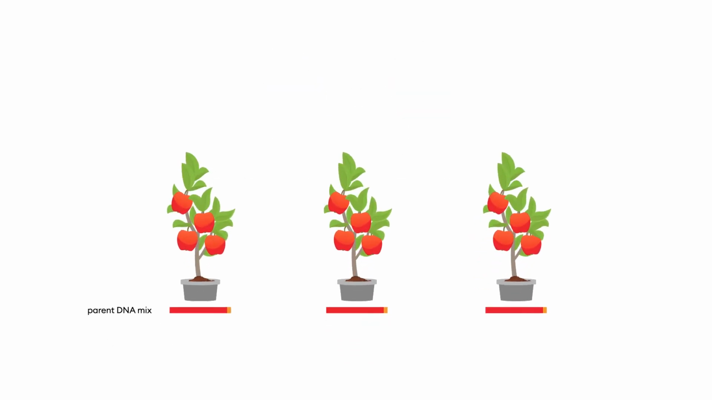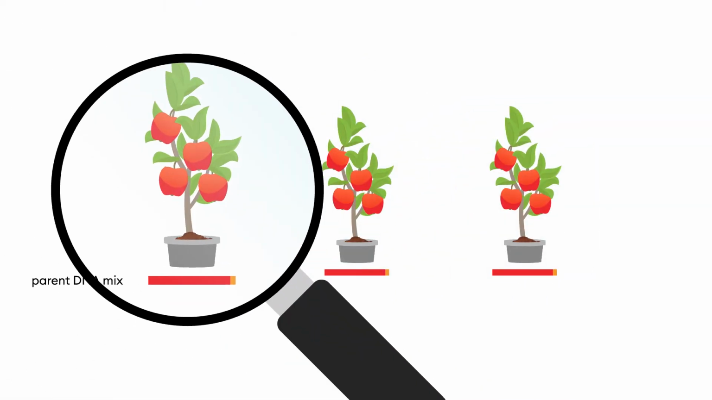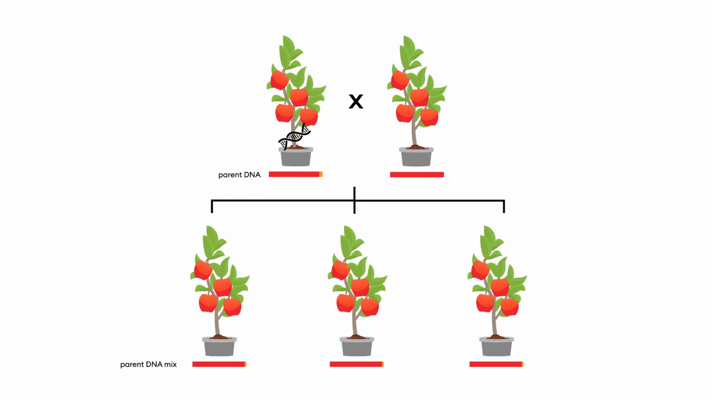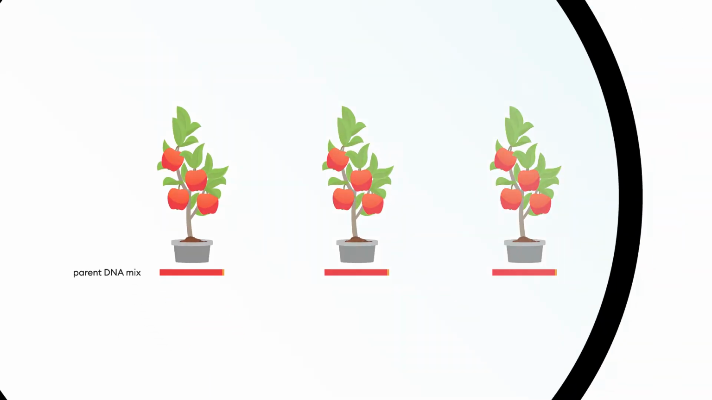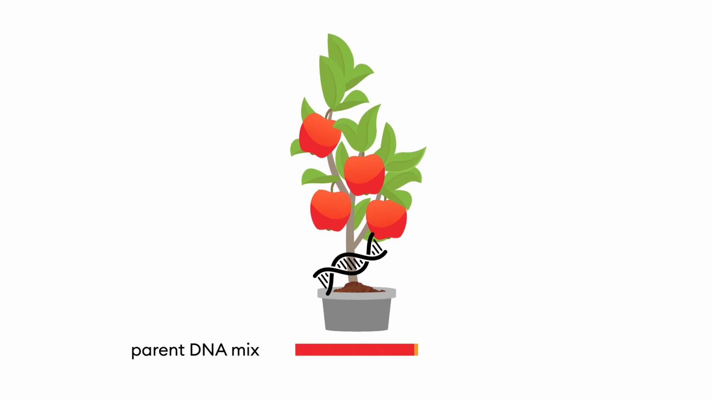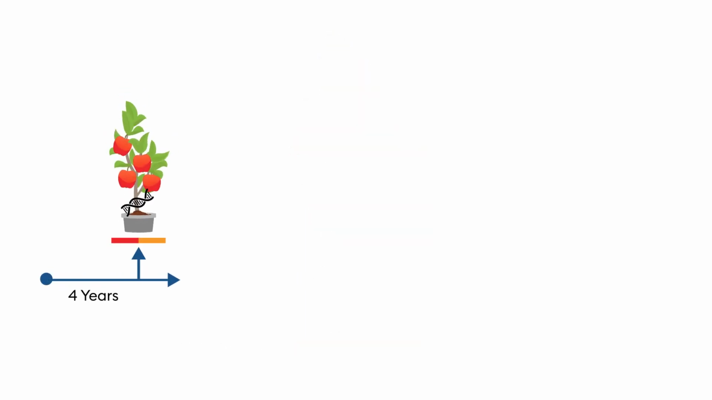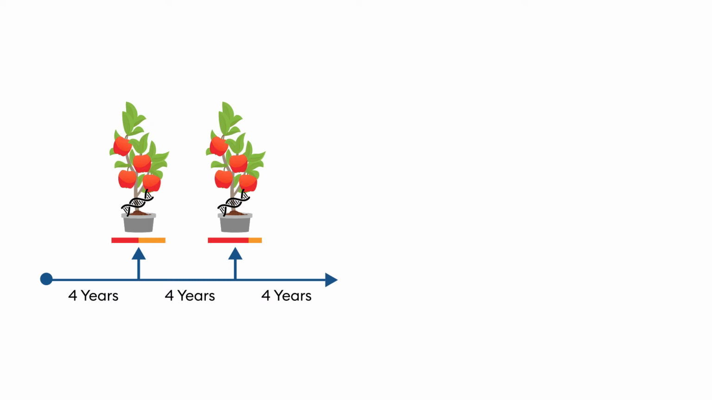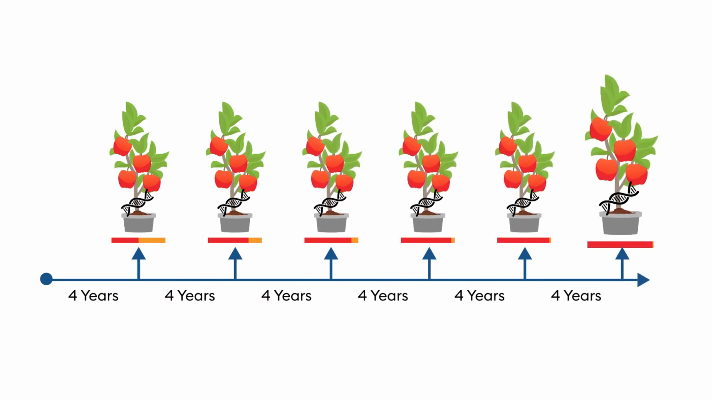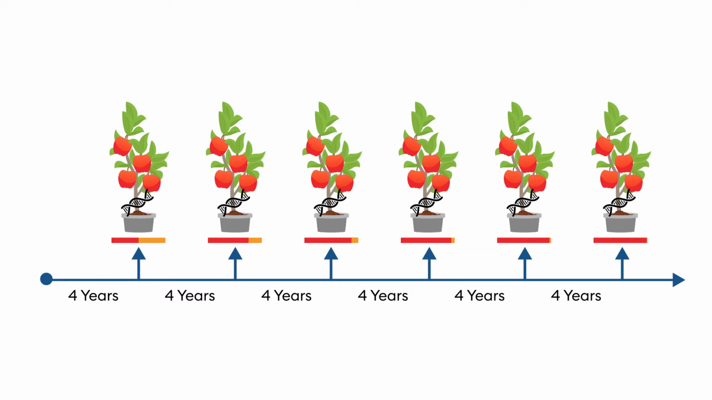This is repeated over a number of generations, and with each generation the number of apple genes in the offspring increases, while the remaining crabapple genes decrease, until eventually we get a plant with most of its genes inherited from the apple plus the disease resistance gene. This whole process can take more than 20 years, as many plants require 4 years of growth between generations to produce the flowers necessary for breeding.